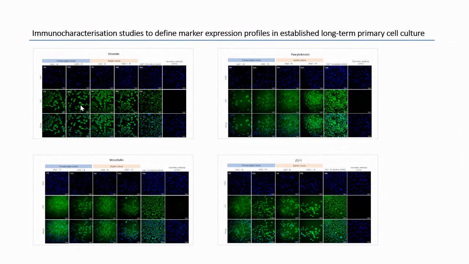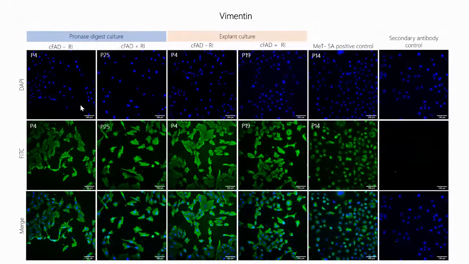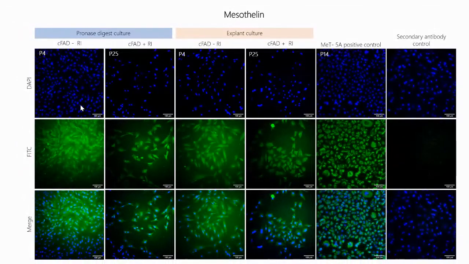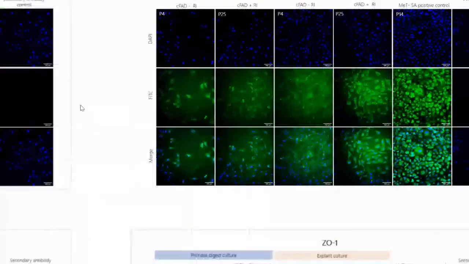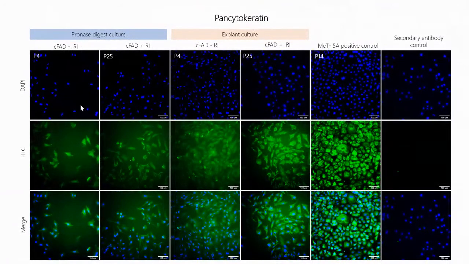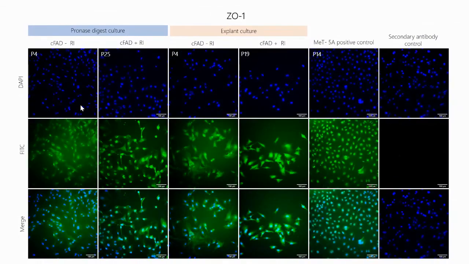Immunocharacterization studies were the next step, where we looked at four relevant mesothelial markers in our established cultures and got promising results, with vimentin staining positive at both early stage, P4, as well as late stage cultures. Mesothelin, which is more specific to mesothelial cells as a surface membrane protein, again gave us positive staining at early and late stage, followed by pan-cytokeratin and zona occludens 1, which also gave us positive results.